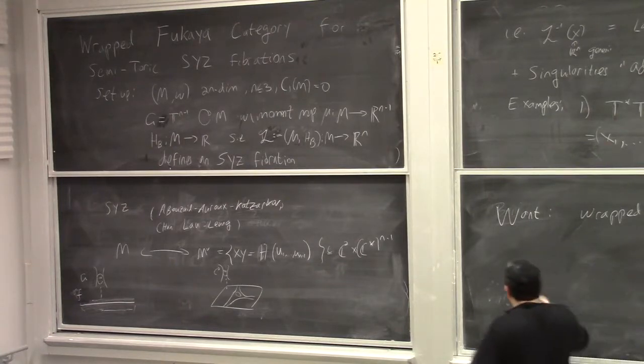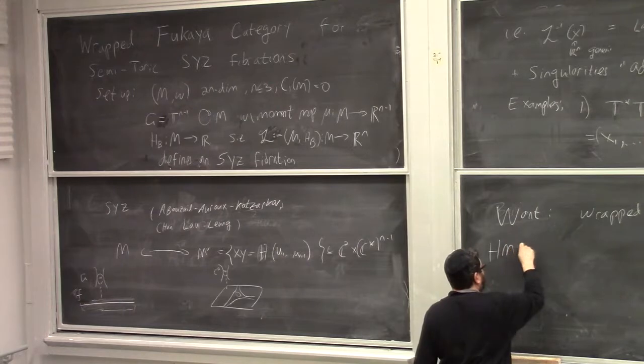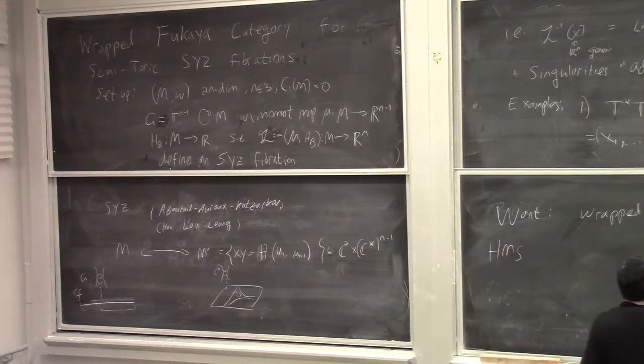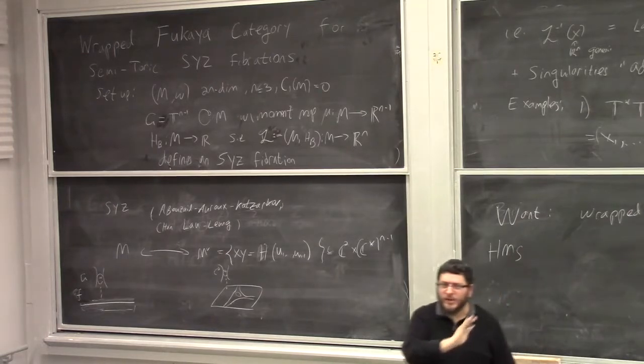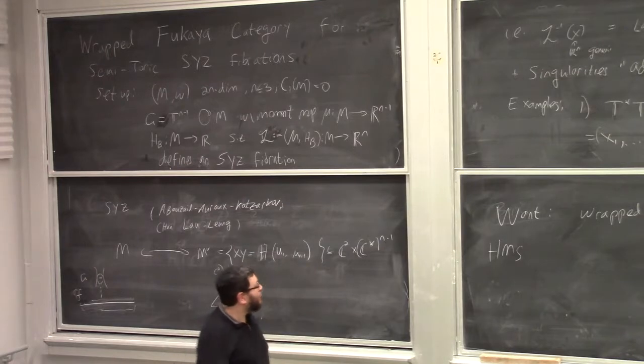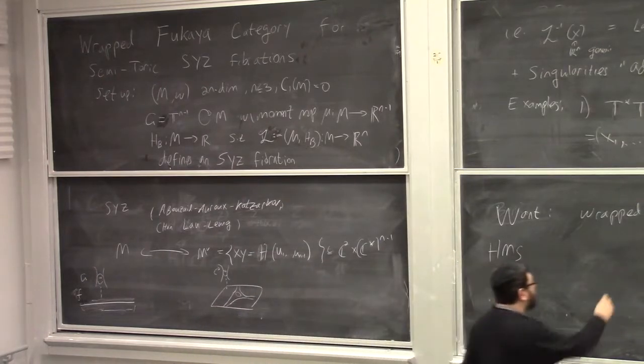Okay, so why do I want this? Because homological mirror symmetry says that if you have... Sorry, can you say of which one? Of M? Of M. I'm just looking at M, and I want to know what its wrapped Fukaya category is.